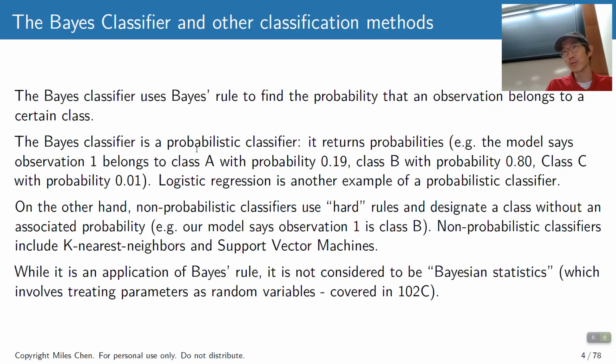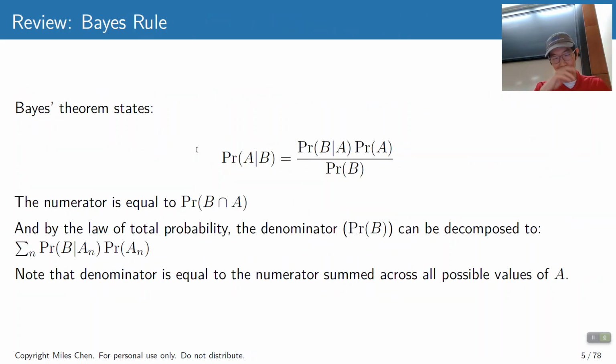And we have our parameters themselves are random variables there. Okay, but anyway, for the Bayes classifier, we use Bayes' rule. And this is Bayes' rule, right?